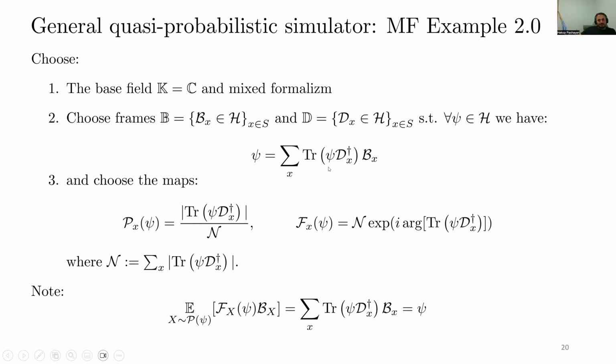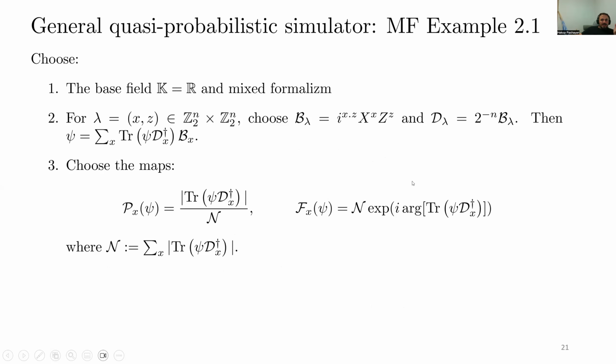And then we choose this pair of maps to be the absolute value of the coefficients in the frame, normalized, and this is just a phase again. Okay.